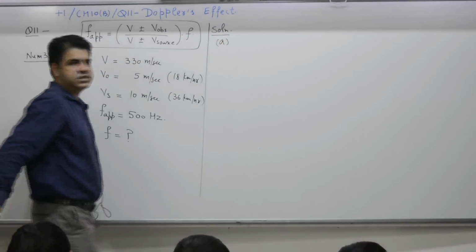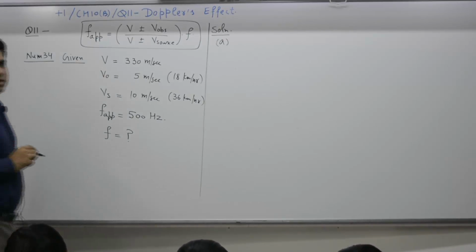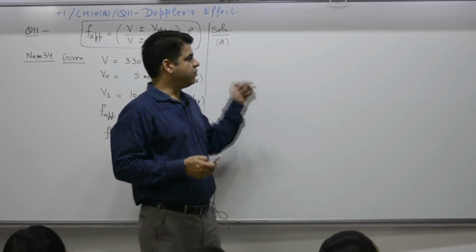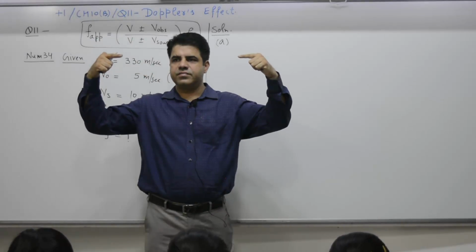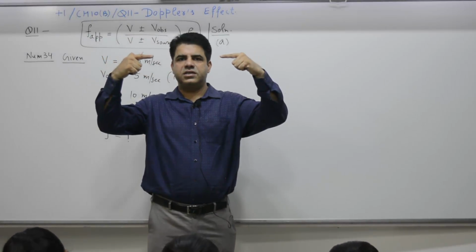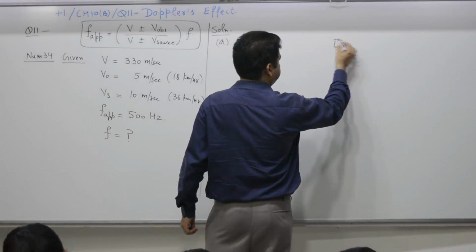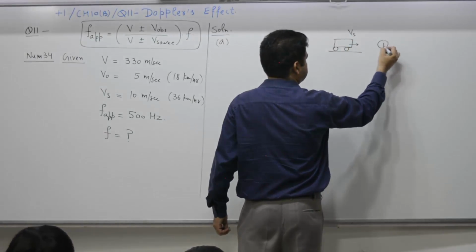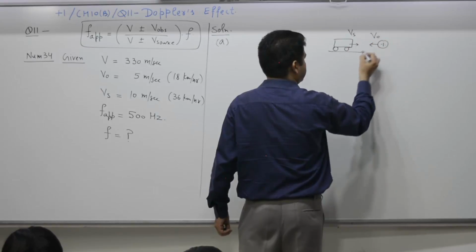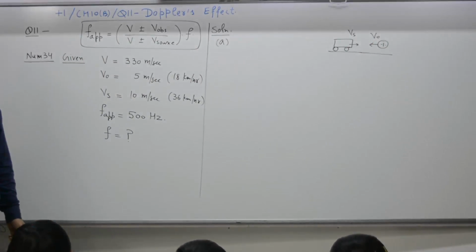First part, draw the diagram for the first part. First part is two are moving in opposite direction and approaching each other. Moving in opposite direction: if one is moving along the positive x-axis, the other is moving in the negative, and the two are approaching each other. Means what? Source is moving towards, observer is also moving towards. For the A part, refer to the notes.